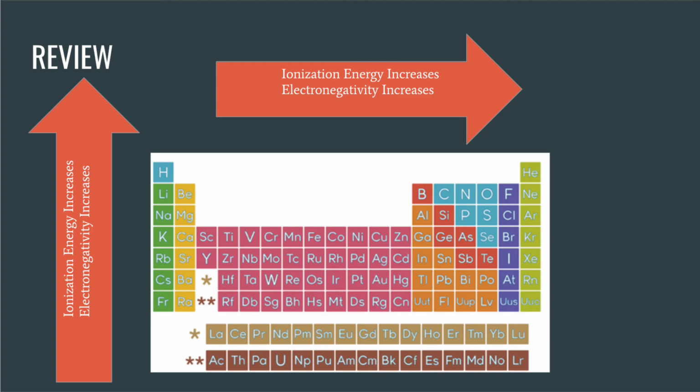Okay, that's it. So just a quick review. Our ionization energy and our electronegativity, we're going to see that both increase as we go up from bottom to top in a group, as well as when we are going from left to right across the periodic table.